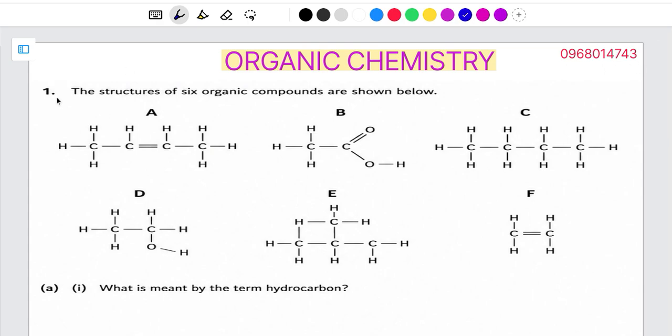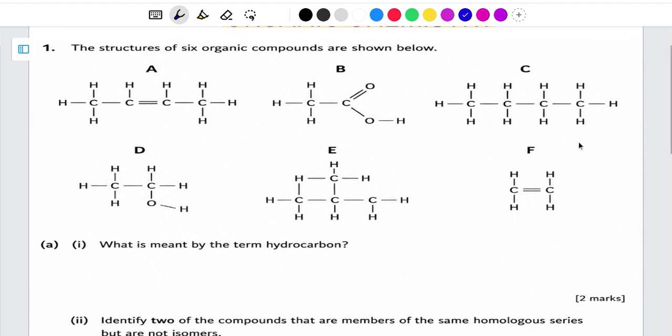So the question is saying the structures of 6 organic compounds are shown below. Organic compounds can be identified by looking at the functional group. We can see that here we have a functional group, we also have a functional group here, as well as double bonds or single bonds, being saturated or unsaturated hydrocarbons.